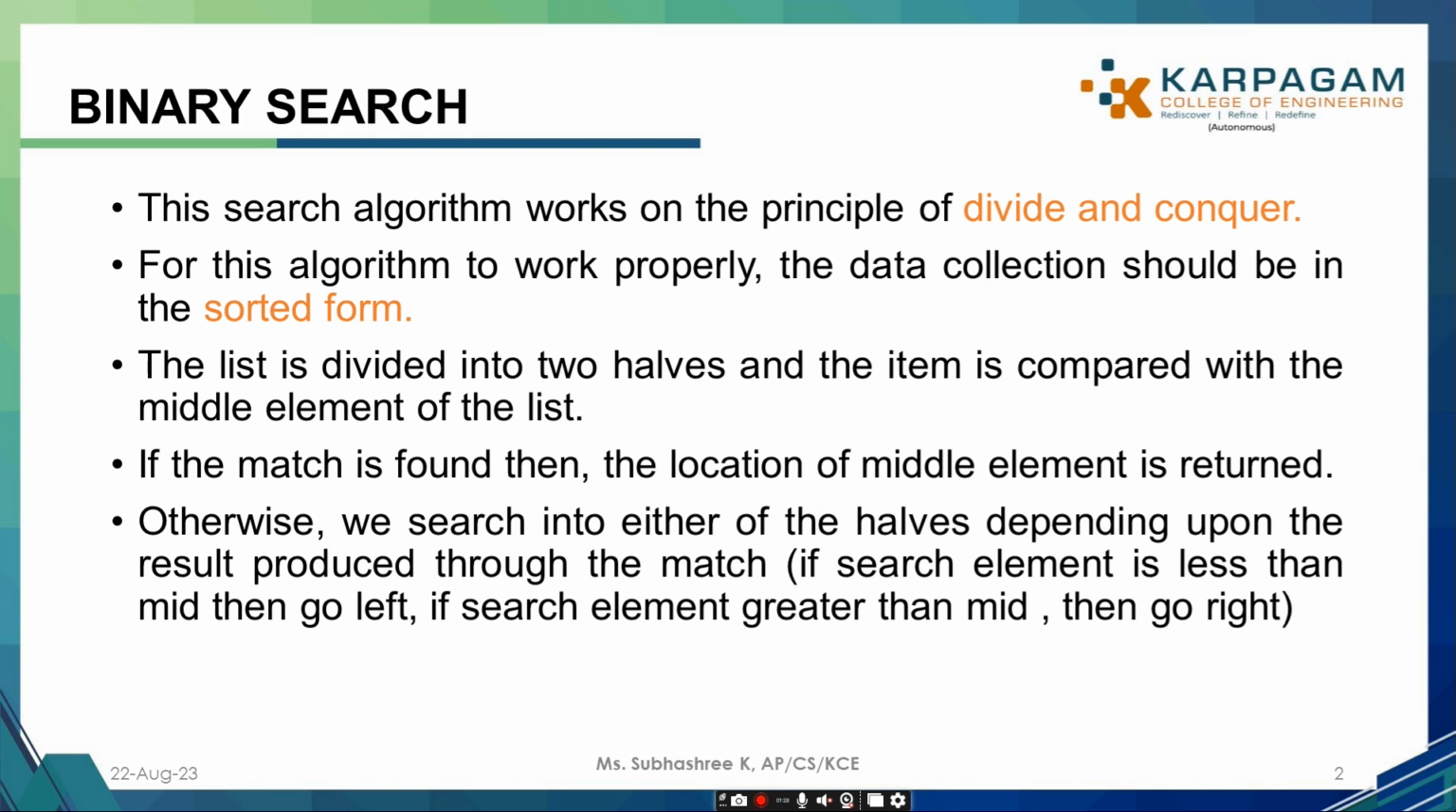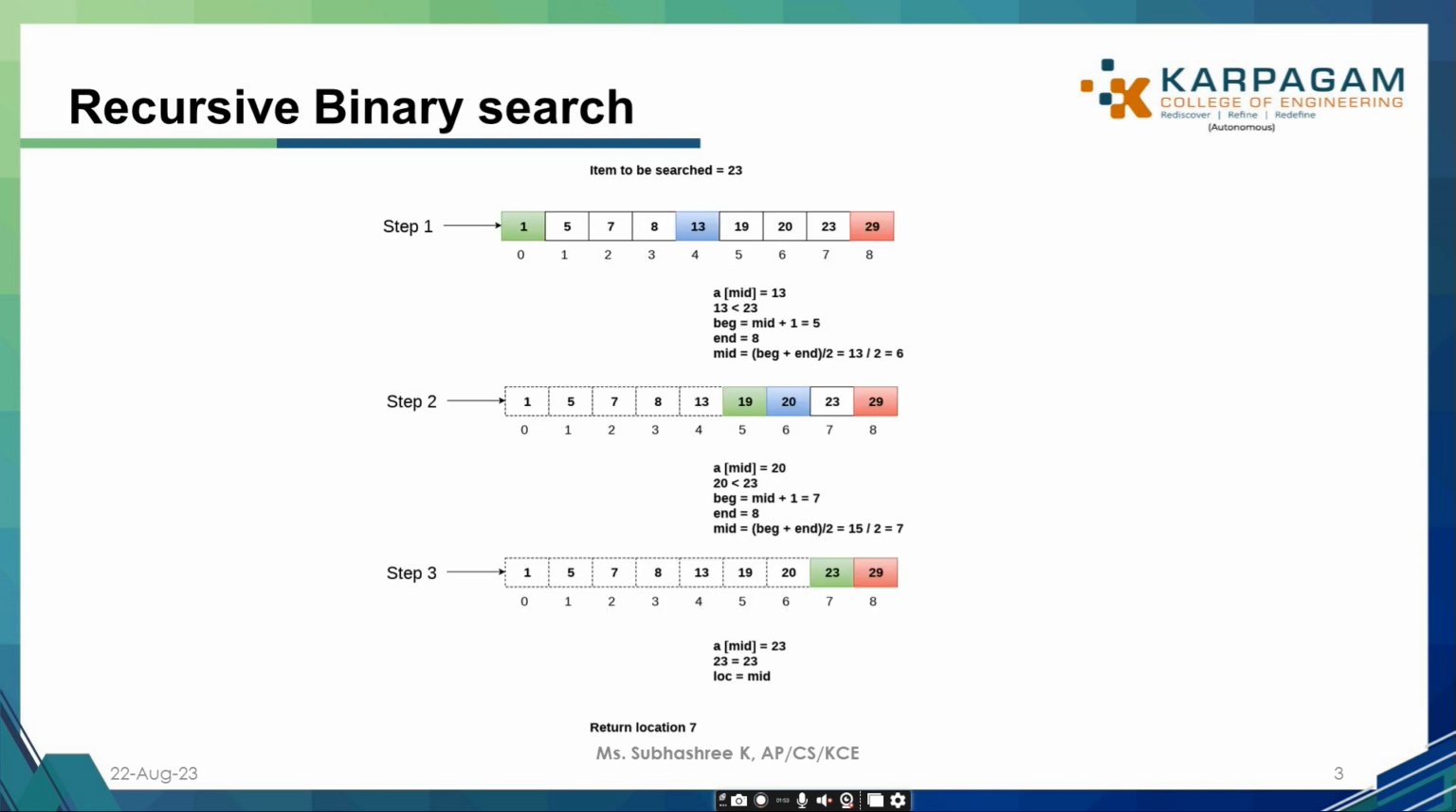The first principle is that you divide the array into two halves. For that, you find the middle element. If the target value is equal to the middle value, then you return that index. If not, you move to the left side of the array or the right side of the array, that is, you search in either half. Let me move on with the example.